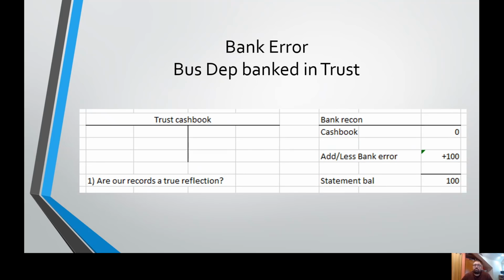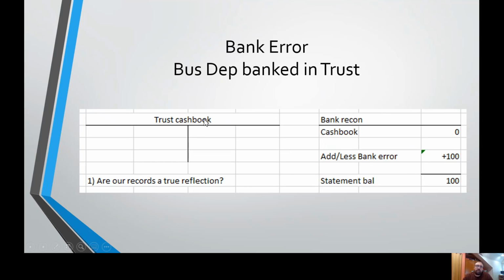Now, let's look at a bank error. So our example says a business deposit was accidentally banked in trust. It means there were funds that should have been paid into my business account, but the bank made the error and accidentally put that money in my trust.